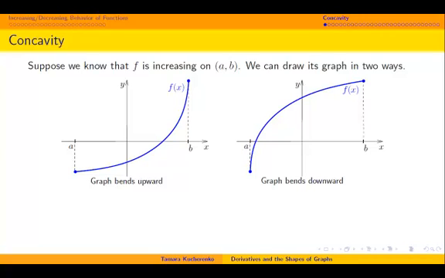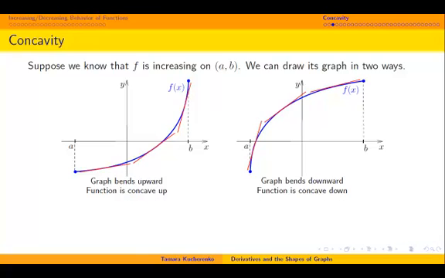Informally, a function is called concave up if its graph bends upward, and concave down if it bends downward. To analyze concavity, let's examine how it is related to tangent lines and derivatives. We draw tangents to these curves at several different points. On the left, we see that the curve lies above all of its tangents. The curve on the right lies below all of its tangents.